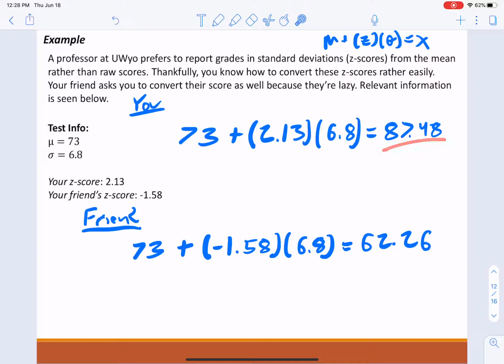So that's your grade, that's their grade, back onto the original units, right? So we were able to see here that, well, I scored 2.13 standard deviations above the mean. My friend scored negative 1.58, away from the mean or below the mean. But we don't really know how that is scaled, right? We don't know how much that really is because we need to put them back into the original units, and that's what we did here. That is what we did here, and that's that, right?